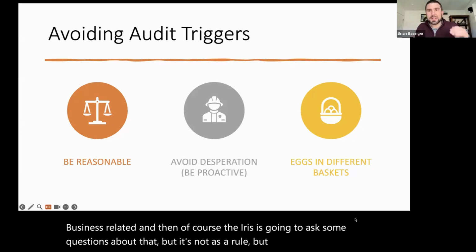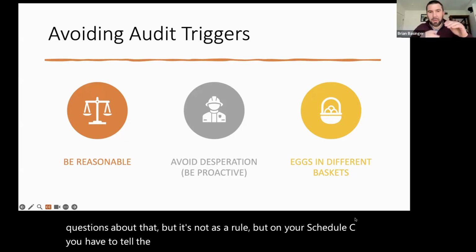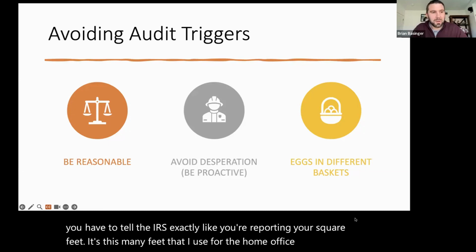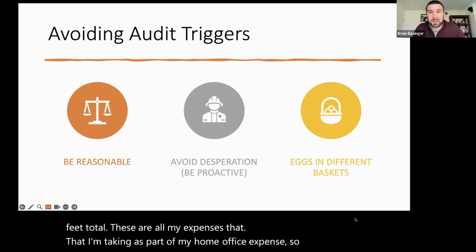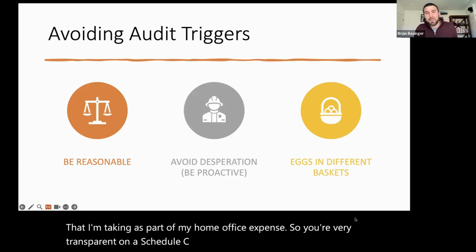But on your Schedule C, you have to tell the IRS exactly, like you're reporting your square feet. It's this many feet that I use for the home office. It's this many feet total. These are all my expenses that I'm taking as part of my home office expense. So you're very transparent on a Schedule C. On an S Corp return, it's not transparent at all.